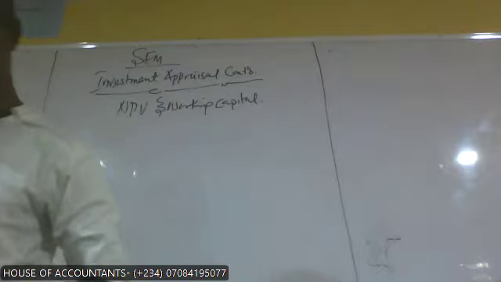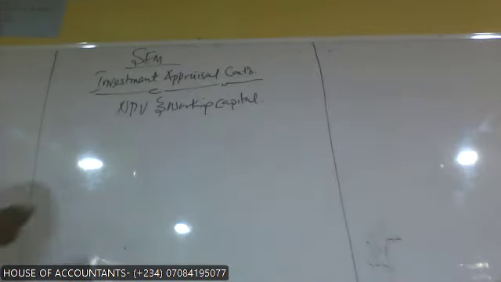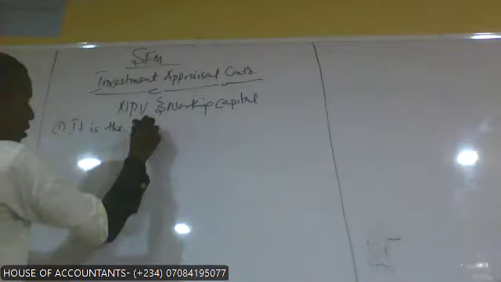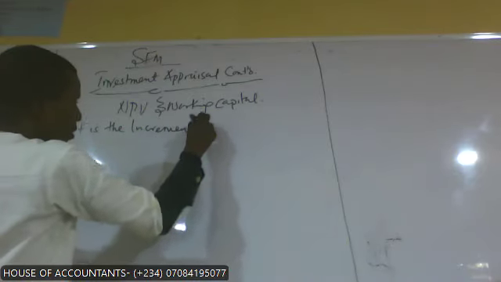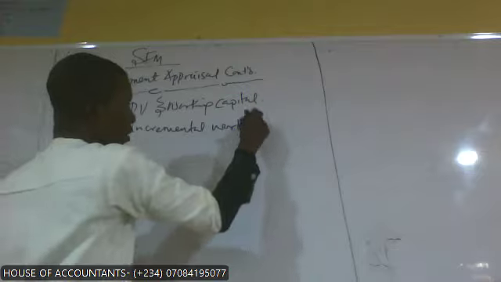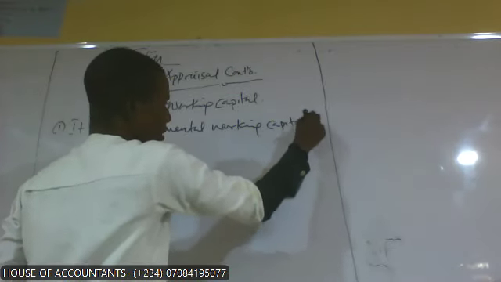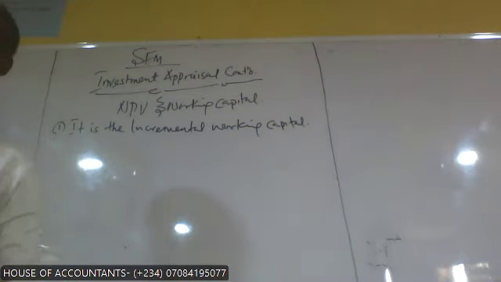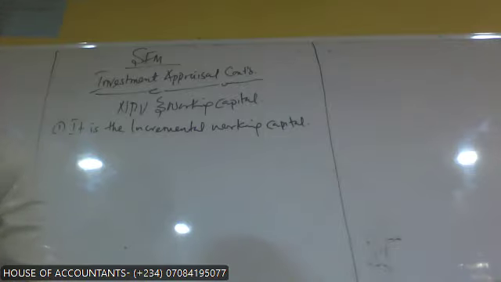So what are the things that you need to know as far as working capital is concerned? First one is that what is relevant with respect to NPV is the incremental working capital. It's only the incremental. You don't need the total working capital. It is the incremental working capital. So how do you get that incremental working capital? We are going to look at that.